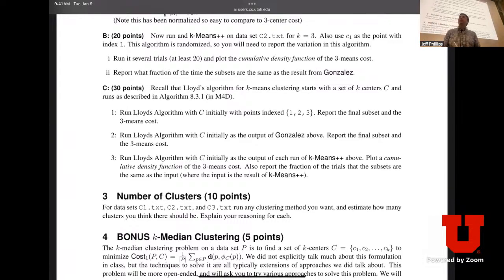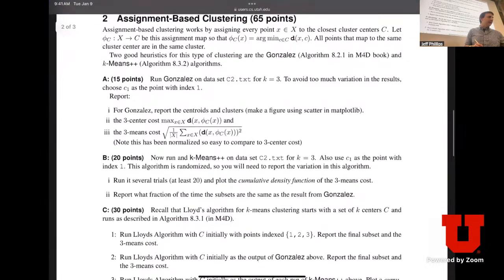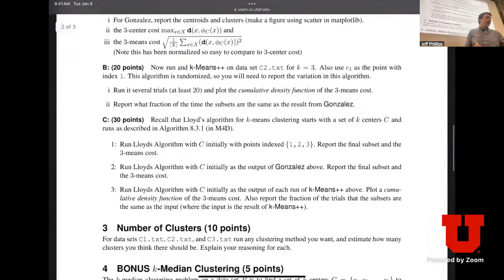Let's clarify. Part C, we're doing this noise algorithm stuff over the C2 context, correct? Yes, everything about question 2 should be on data set C2. Yeah, that's correct. Great.